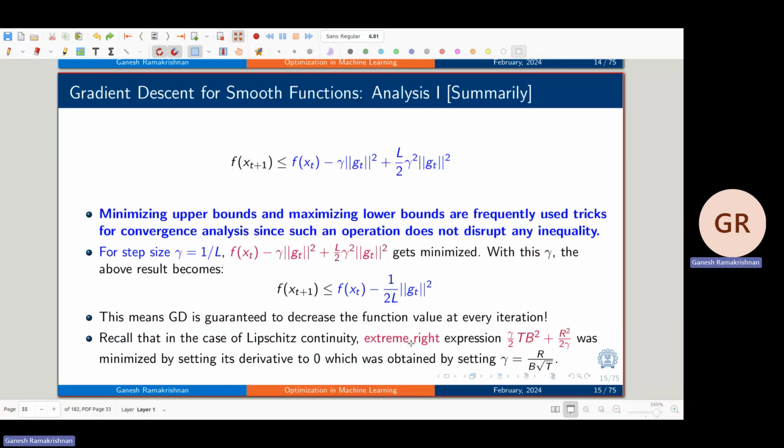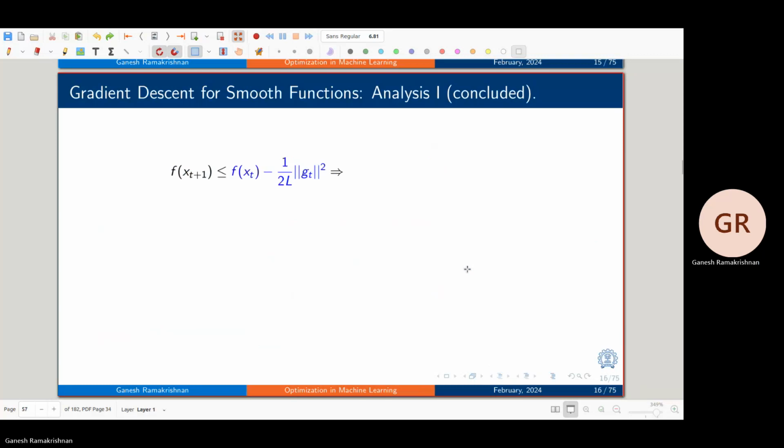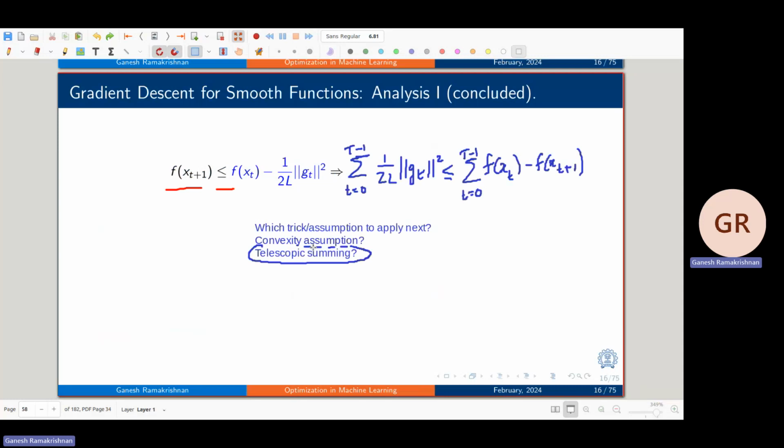Okay, so now we are set to do the next. Yeah, so this gives you the tightest upper bound. Okay, so as some of you are suggesting, you probably want to do a telescopic summing here, right? So let's say we do this telescopic summing, sum over t equals 0 to capital T minus 1, similar kind of summation as earlier, then what do you get?